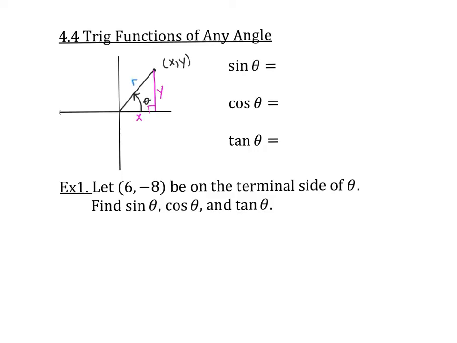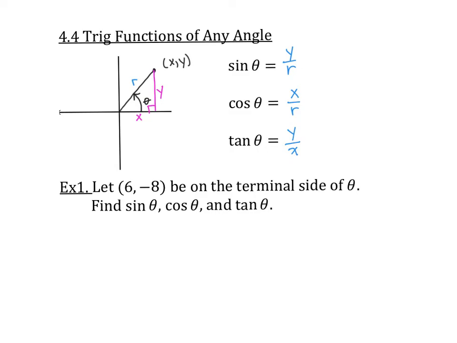Okay, if I'm looking at this triangle right here, the sine of theta is the opposite over the hypotenuse, which is going to make it y over r. The cosine of theta is adjacent over hypotenuse, so that's x over r, and the tangent of theta is y over x. This is just like the unit circle, except now the r is not 1. Because the r is not 1, we might have to calculate the r.